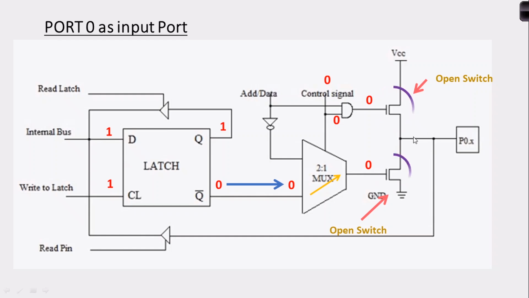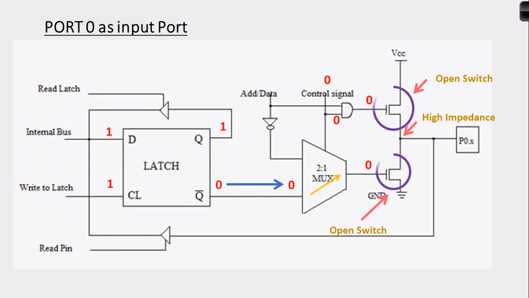So this particular point is neither connected to VCC nor connected to ground. So I cannot differentiate whether it is 5 volts, logic 1 or logic 0. So I'll be having the third state. That particular state is high impedance.